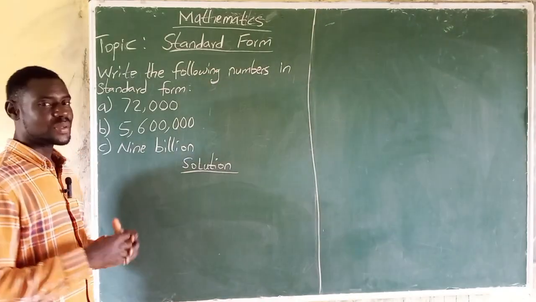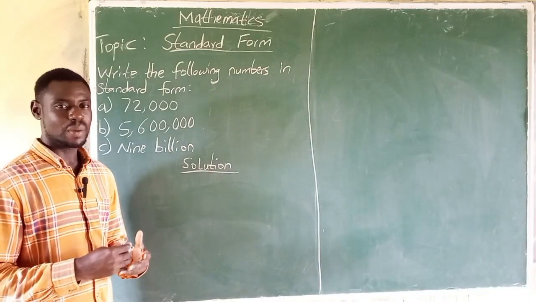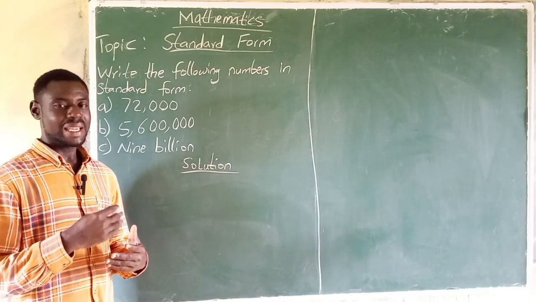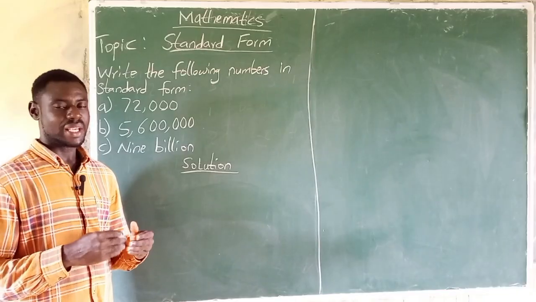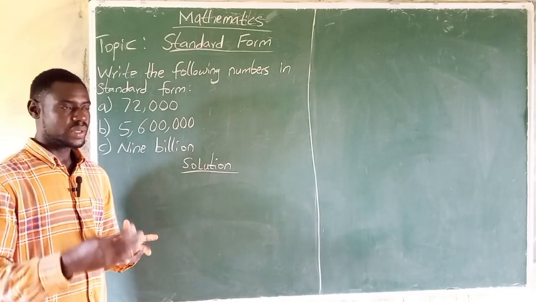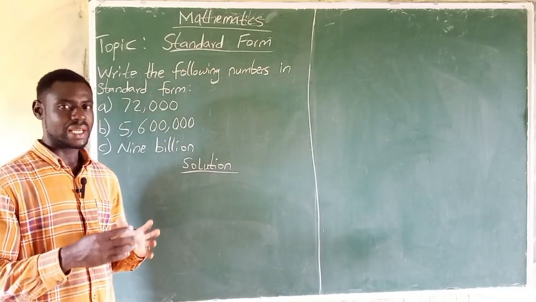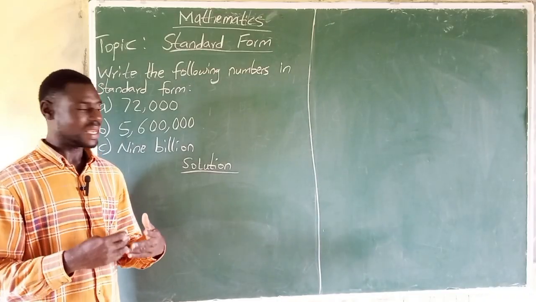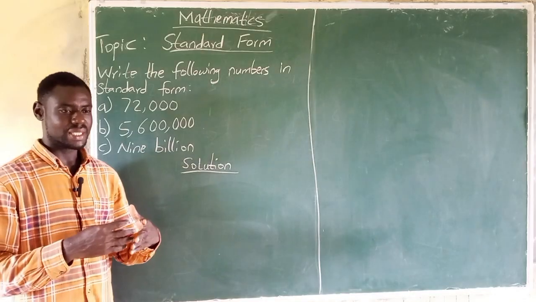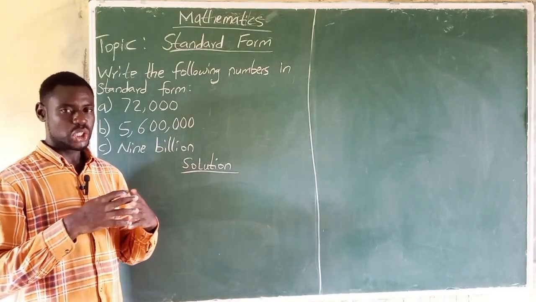Today we are on a series called Standard Form. Standard form is an expression where you express a large number or a small number in a short form. For example, you are multiplying by 10 raised to the power of something, so that it will be easier. Maybe they give you something like 9 billion. 9 billion is a large number. With the help of standard form, you can make it shorter.